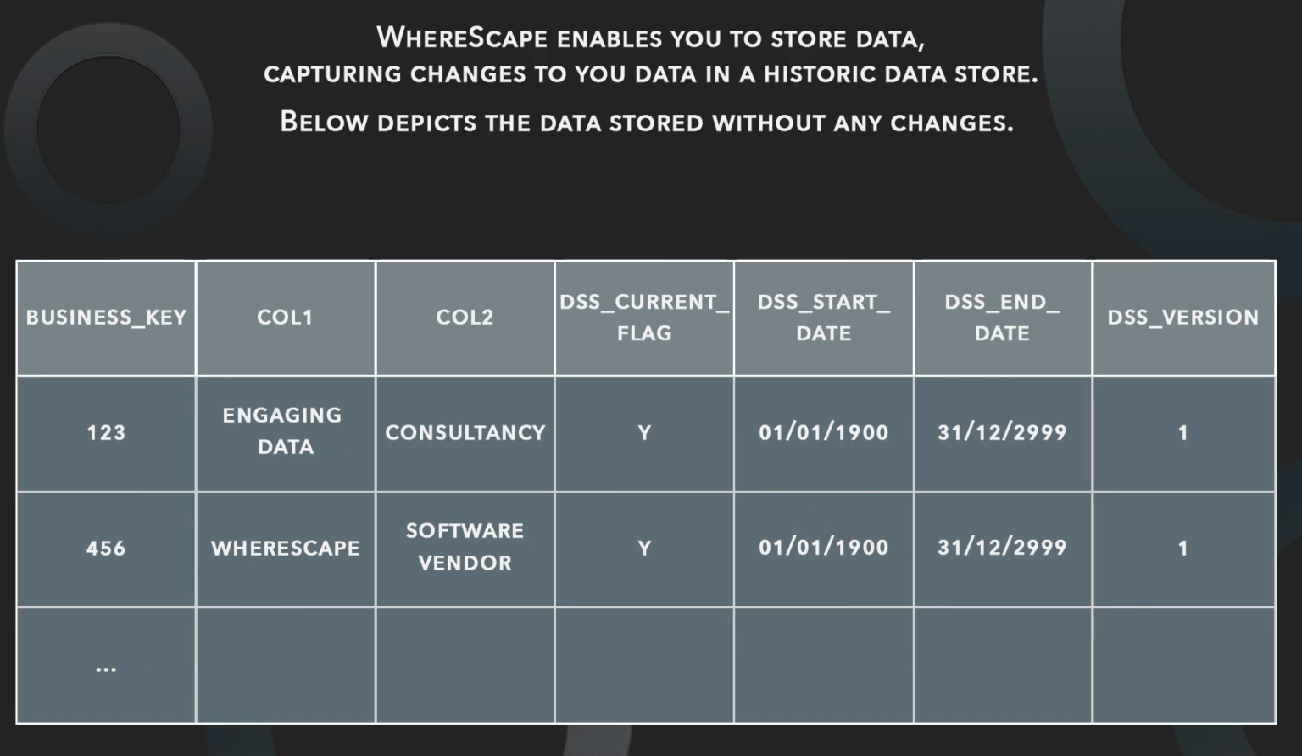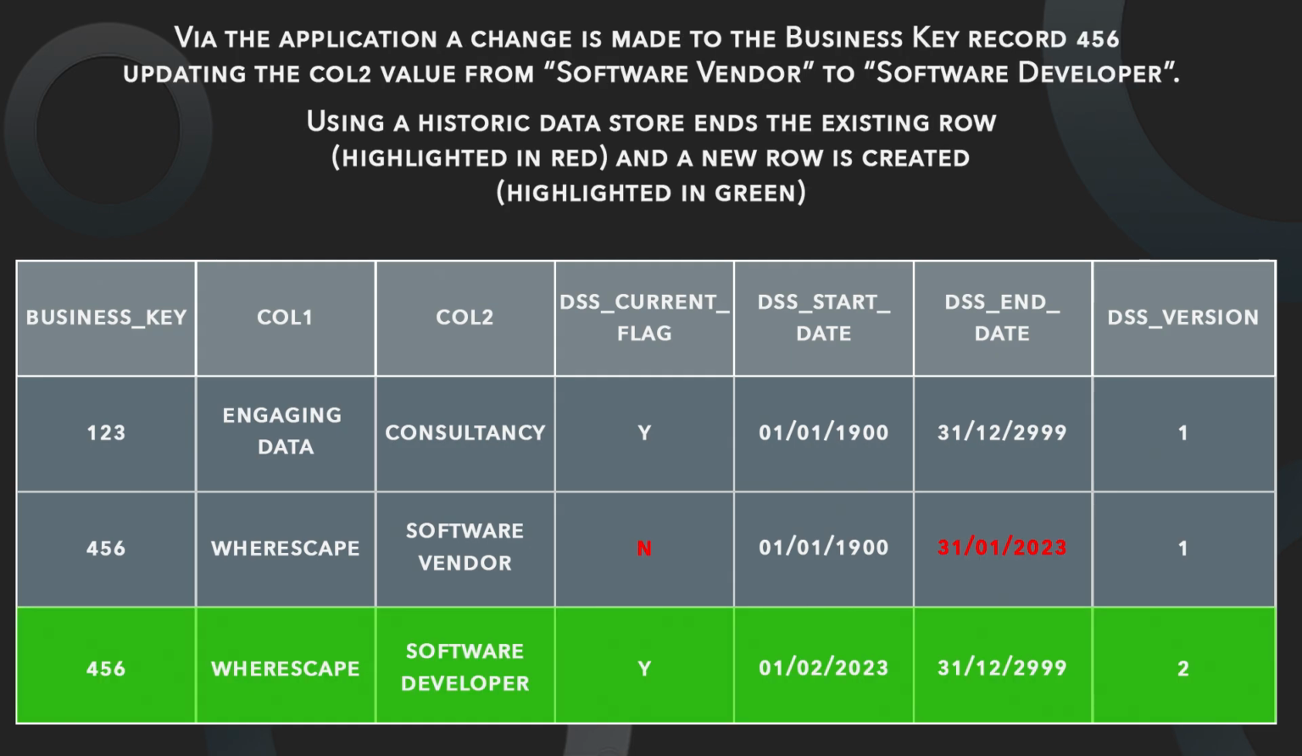Below is a picture of how the data is stored. In this case, we've got a business key 123, which relates to engaging data, consultancy. We've got DSS current flag, which shows us that this record is active, the start date, the end date for that record, and the version number for that record. We've also got 456, which is WhereScape software vendor, and exactly the same current flag, start date, end date, and version.